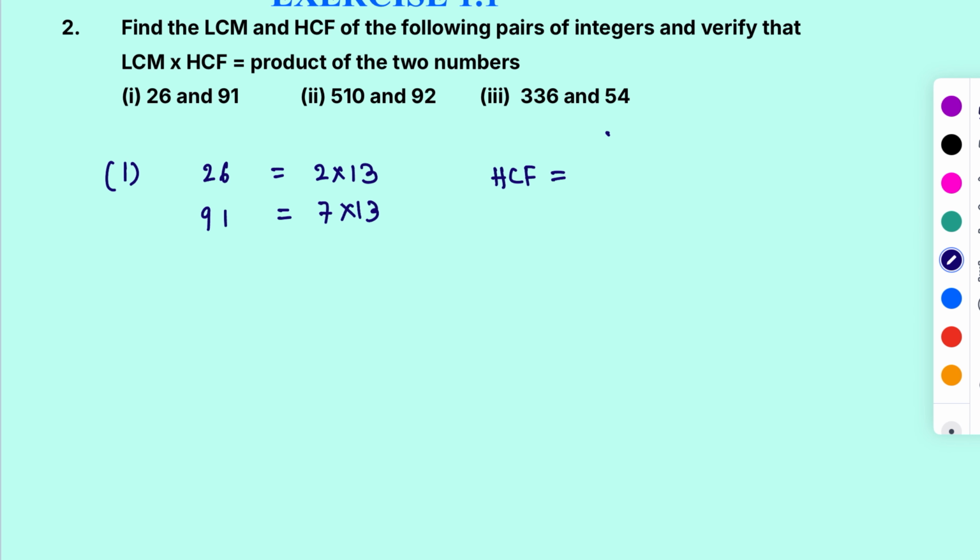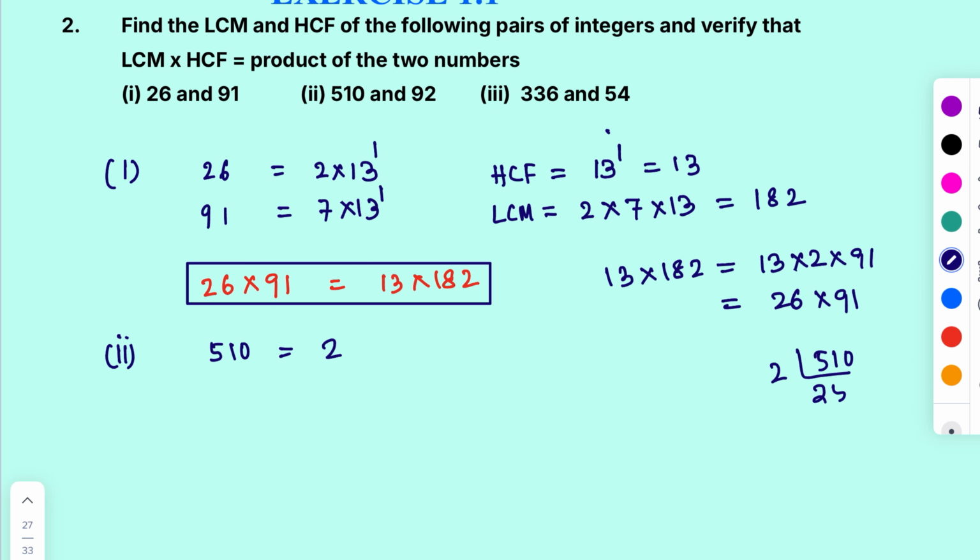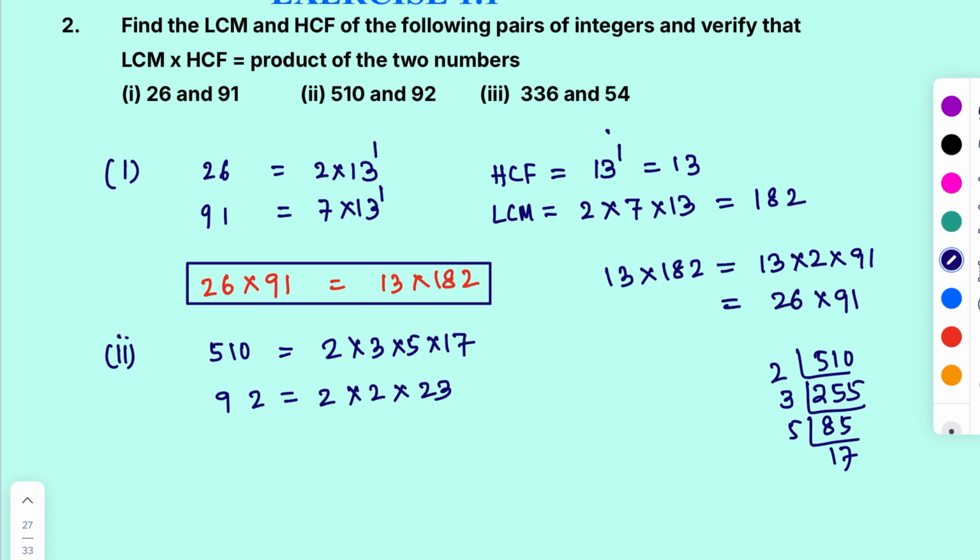For the second one we can write for 510 and 92. 510, if you do the prime factorization, first you divide 510 by 2, that is 255. The digit sum is 12, that is 5 plus 5 plus 2 is 12, so we can divide by 3. 3 times 85 is 255, then 85 divided by 5, it will be equal to 17. So that is 2 into 3 into 5 into 17. Similarly now for 92, we can write divided by 2, it will be equal to 46, divided by 2, it will be equal to 23.